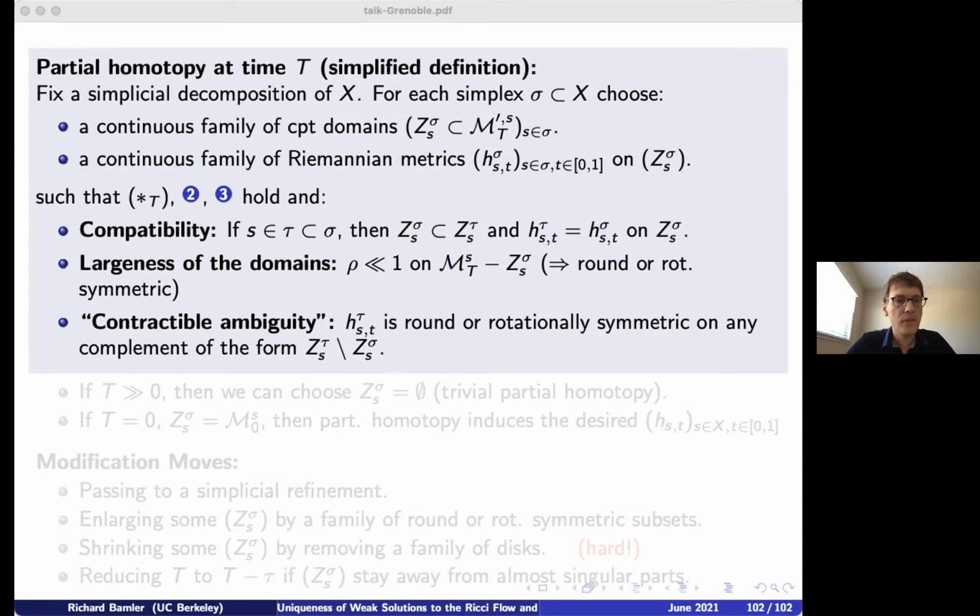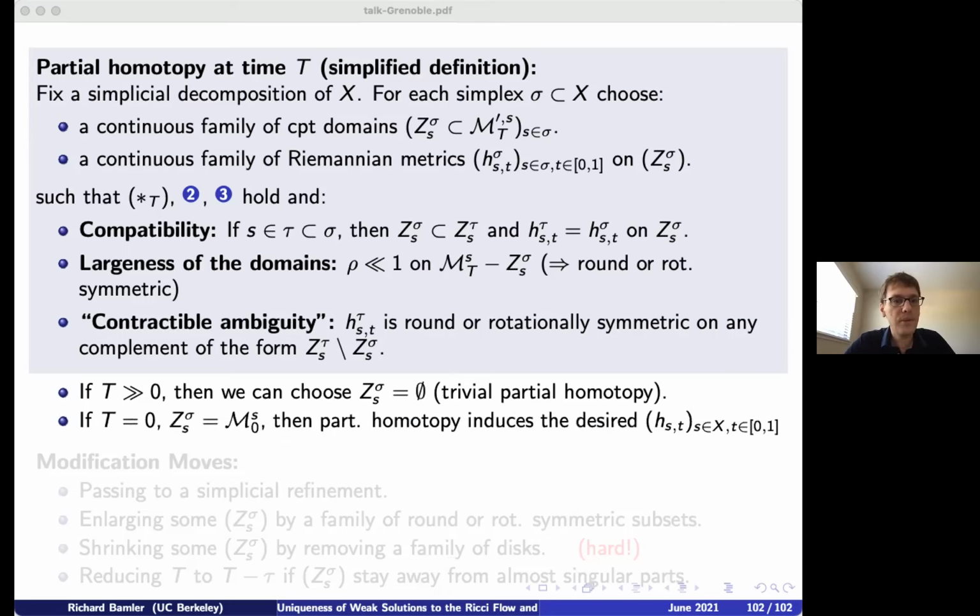So this is essentially the definition of a partial homotopy. Now it shouldn't be too hard to see that we have these two important properties. First of all, if T is chosen very large, so that all these are empty, then we can just choose all the C sigma S to be empty. This is just the trivial partial homotopy. So for large T, there is always a partial homotopy at time T.